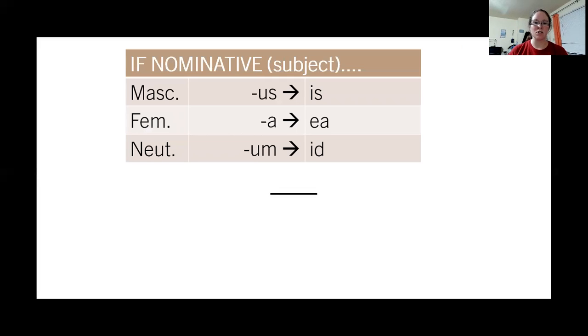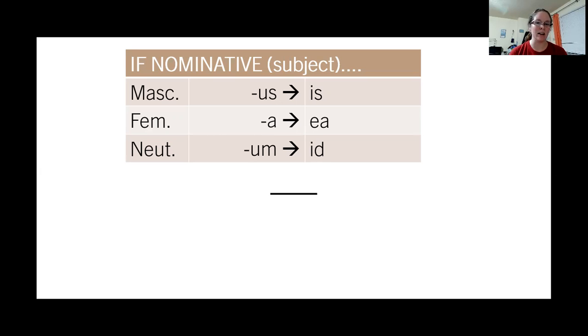Here's the rundown on how to work out what pronoun you need to substitute. Reminder, your nominative pronouns are is, ea, id. So that would be he for is, ea is she, id is it. So he, she, it. If you have a noun that's ending in us in your sentence, you're going to, 99 times out of 100, and we're not dealing with any of those exceptions right now, if it ends in us, you're going to be replacing it with the pronoun is. So us words become is.